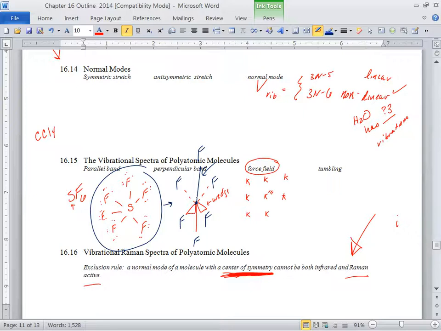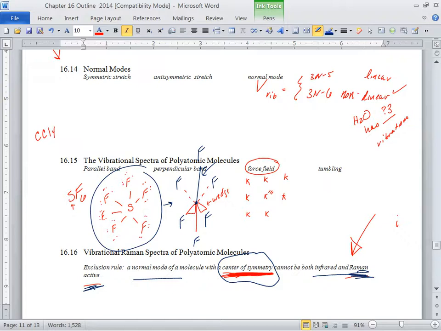So what you're supposed to do to answer these questions, again, long story, is ask: is a vibration Raman active or not? Pretty much every homework question is going to give you a molecule with a center of symmetry. Otherwise, this exclusion rule doesn't apply. So a normal mode, a vibrational mode, cannot be both infrared and Raman active. So you look at this vibration of this molecule. It has a center of symmetry. If it's IR active, then it has to be Raman inactive.